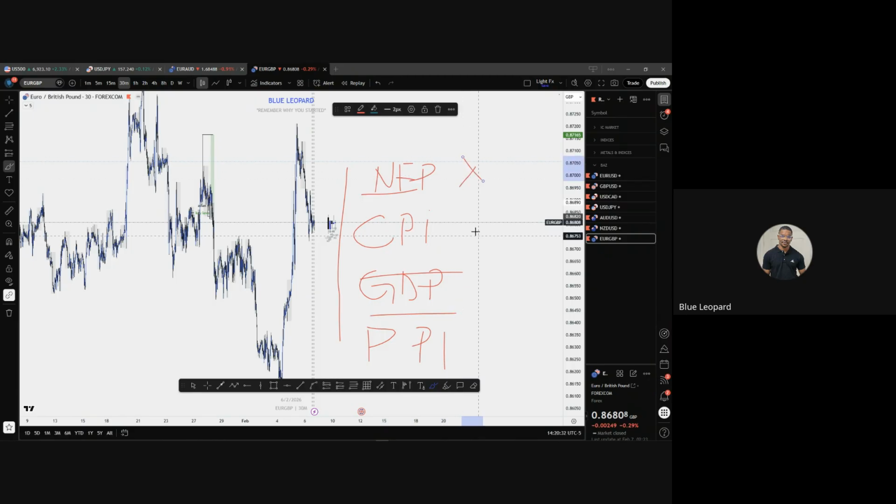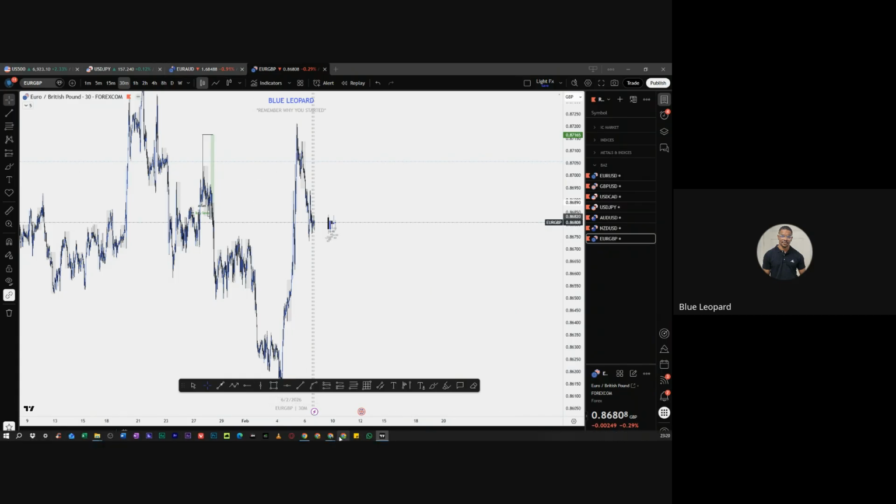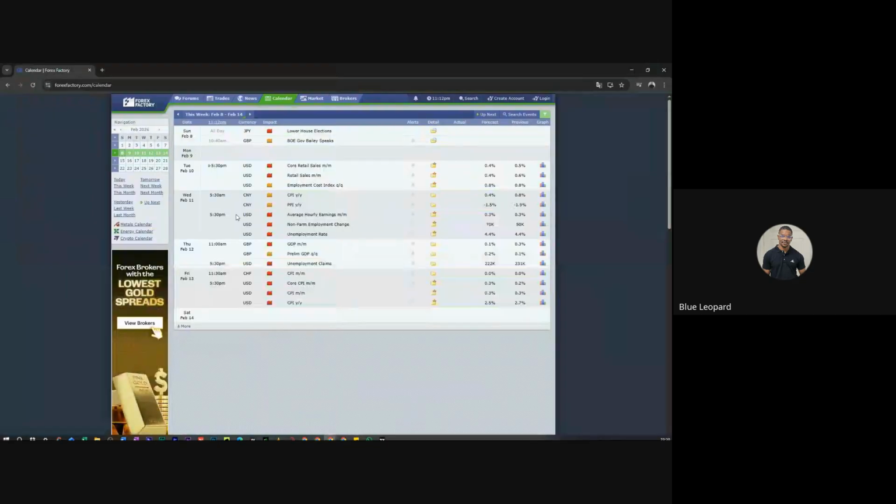You do not need to be in a trade while they're happening. Why? Because they can take you out quickly and then move in the other direction. Okay, so what I want to say here is you will go on Forex Factory. You'll be careful about what we have. We have on Wednesday, this is a big news. Okay, we also had GDP on GBP on Thursday. Okay, we have CPI on CHF. Okay, and also CPI on USD on Friday.